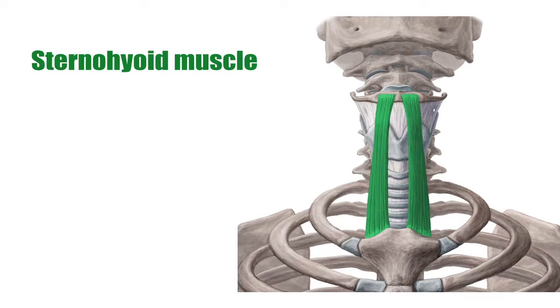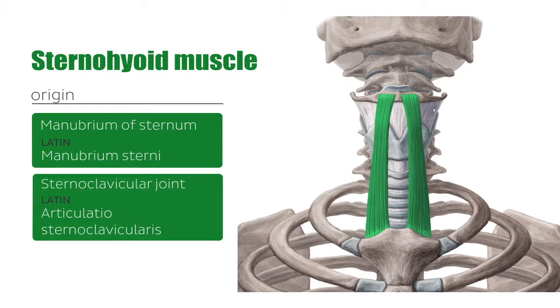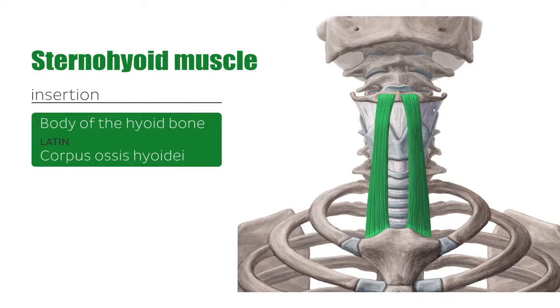And like the name indicates, the origin for this muscle is going to be the sternum or the manubrium of the sternum. And you can clearly see that on this image. But to be a bit more detailed, the origin point for the sternohyoid muscle is going to be the dorsal surface of the manubrium of the sternum, as well as the sternoclavicular joint. Then this muscle will run and insert all the way onto the body of the hyoid bone. And as you can see, this is the most superficial of all infrahyoid muscles.